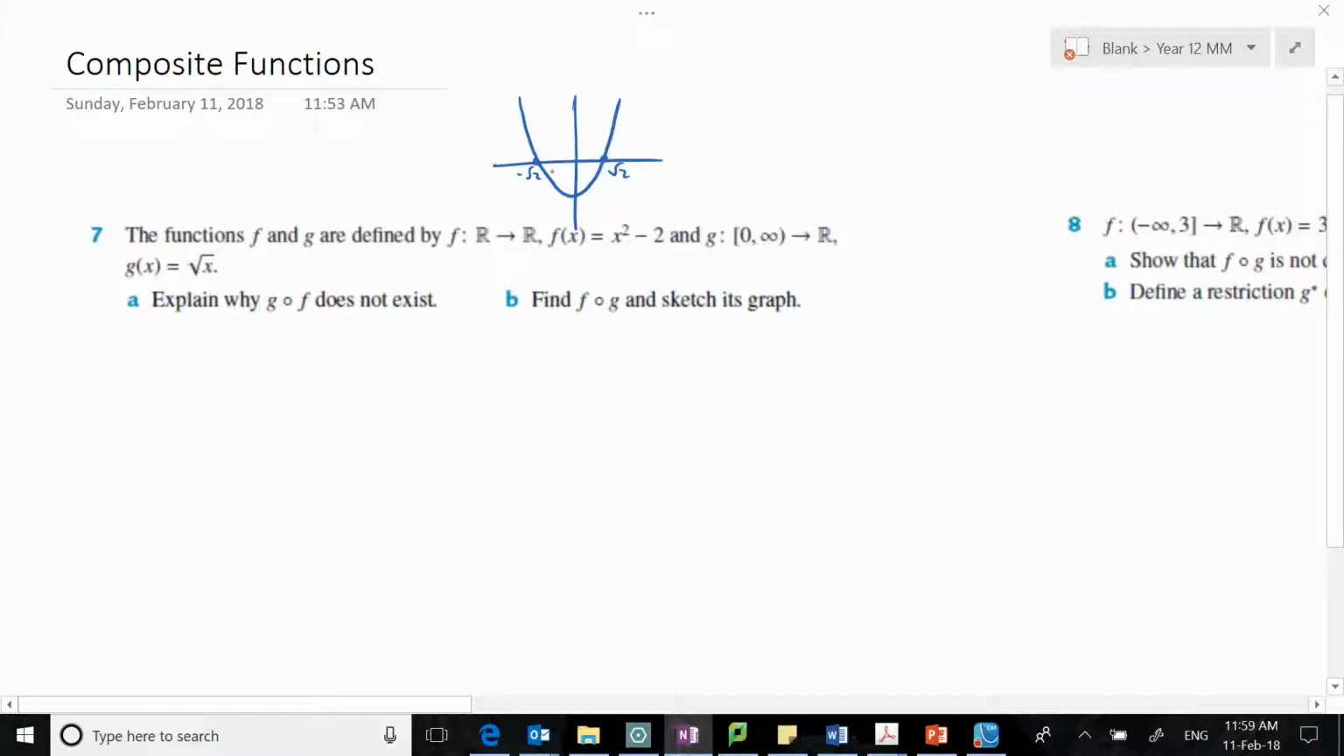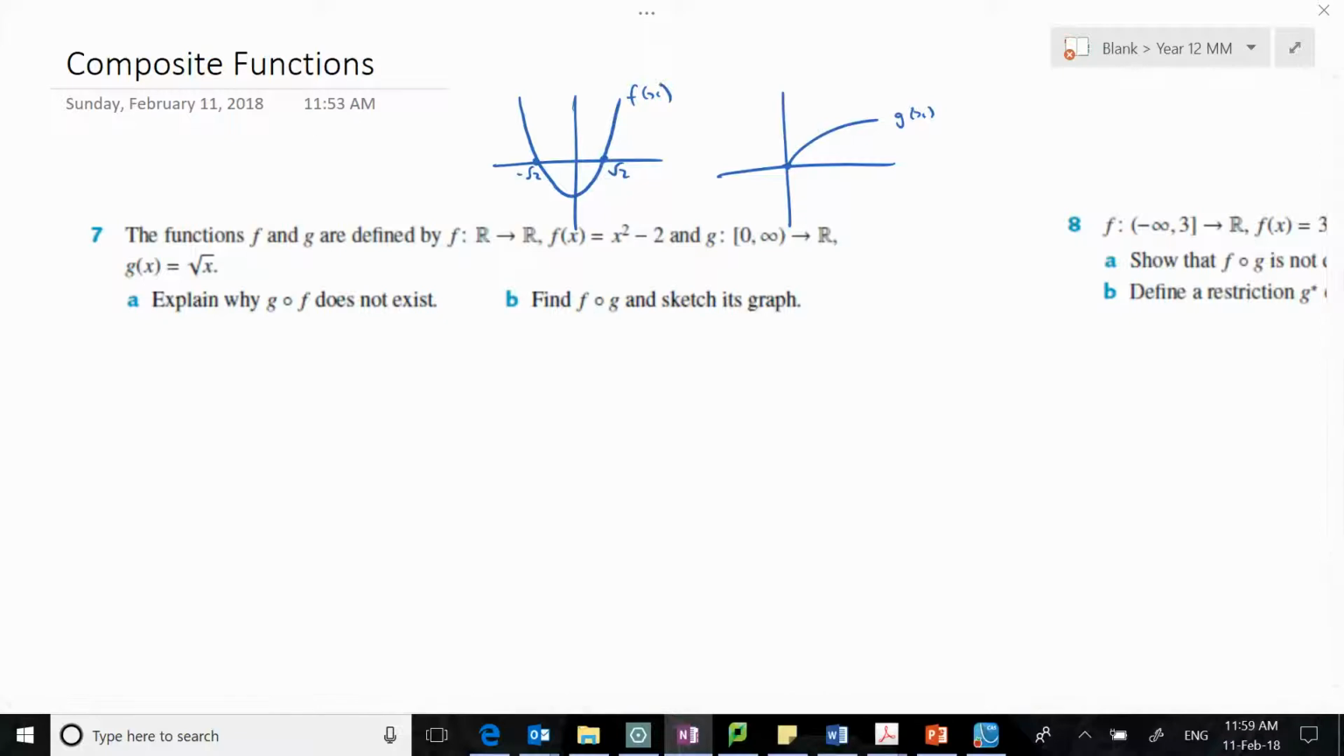Okay. And then I look at the second one, function g. It is 0 to infinity, so it's a square root function. So that's nice and easy. Okay, so that's my g function. g of x, f of x. There you go. So those are my two.